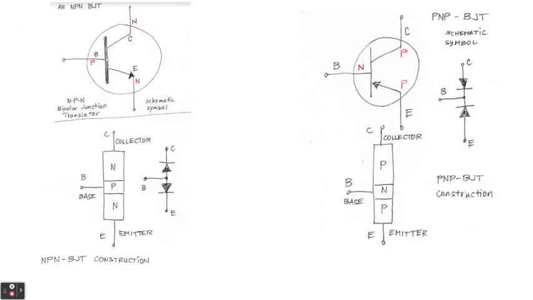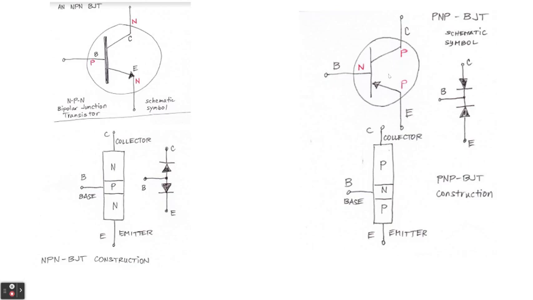Now, let's look at it again. This is an NPN BJT, or the NPN bipolar junction transistor. This is the schematic symbol, completely labeled with C, B, and E, or N-type, P-type, and N-type. And this is the NPN BJT construction. This is the N-type, P-type, and N-type with collector, base, and emitter. And this one is the diode equivalent.